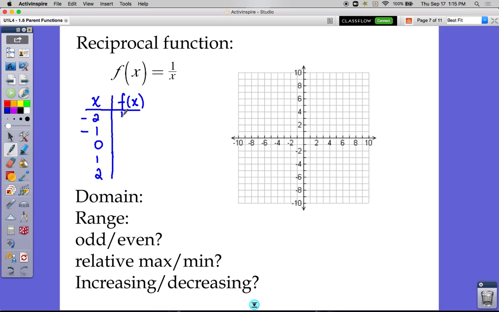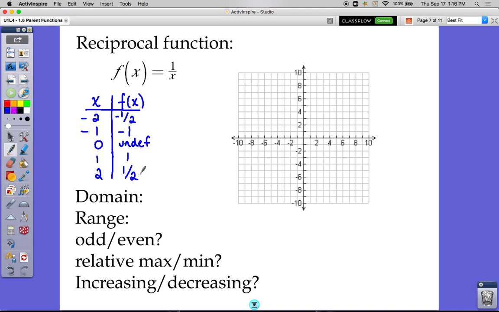-2 becomes 1 over -2, or -1/2. -1 becomes 1 over -1, or -1. At 0, it becomes 1 over 0, which is undefined. At 1, it's 1 over 1. At 2, it's 1 over 2.